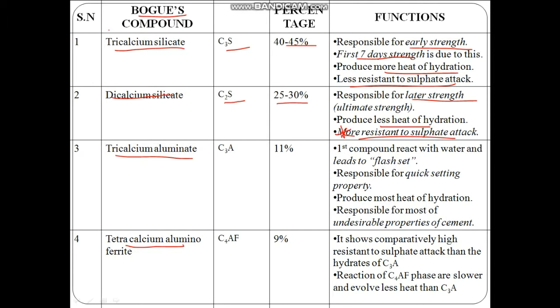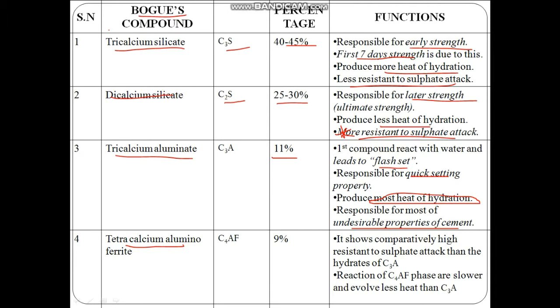And tricalcium aluminate, in the range of 11%, is the first compound to react with the water and lead to flash set, and it is responsible for the quick setting property. It is the most heat of hydration producing compound, and it is responsible for undesirable properties of the cement.